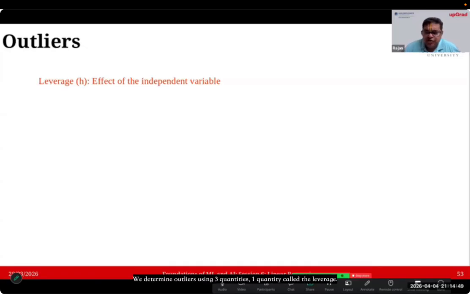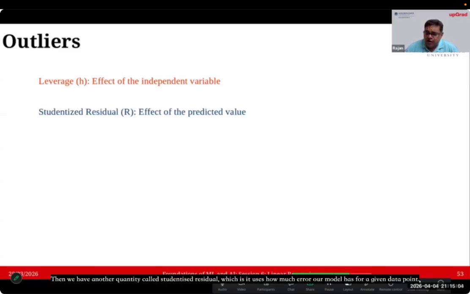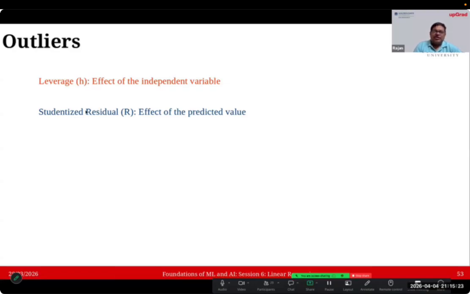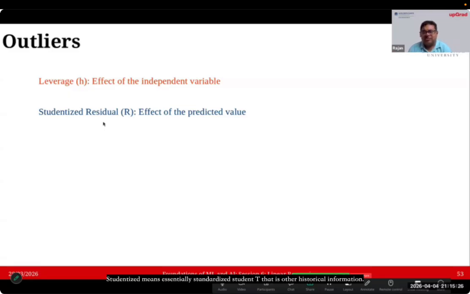We determine outliers using 3 quantities. One quantity is called the leverage. Leverage is a quantity we define based only upon the independent variable, the X variable. Then we have another quantity called the studentized residual, which uses how much error our model has for a given data point. For that data point, what is the error that you have got? And it's called studentized. Studentized means essentially standardized.